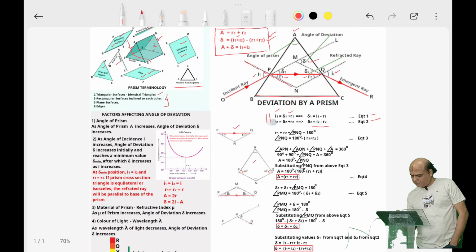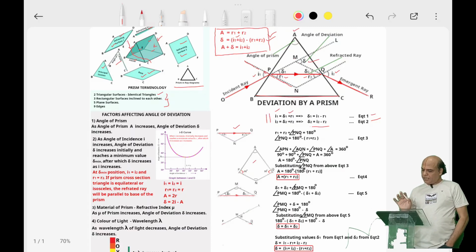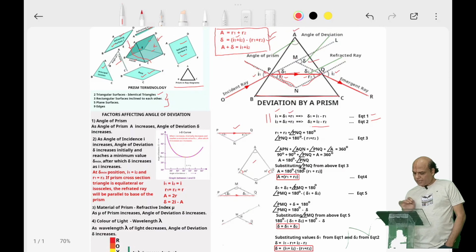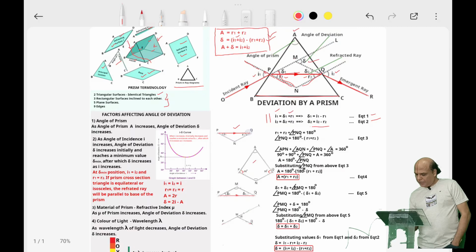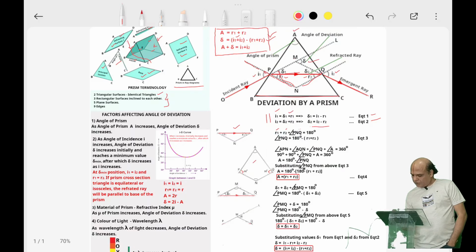Okay, clear till here? In the derivation, first we will look at this triangle, second the quadrilateral, third this triangle, and finally the straight line. That is the order. So consider the triangle PQN. In this PQN, we have R1 and R2. The sum of three angles in a triangle is 180. That means R1 plus R2 plus angle P and Q would be 180. Taking R1 plus R2 to the other side of the equation, we get angle P and Q as 180 minus R1 plus R2. Let us call this equation 3.